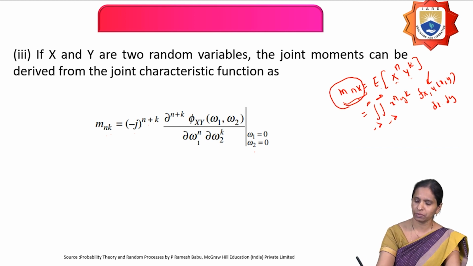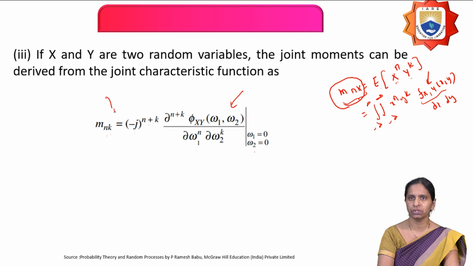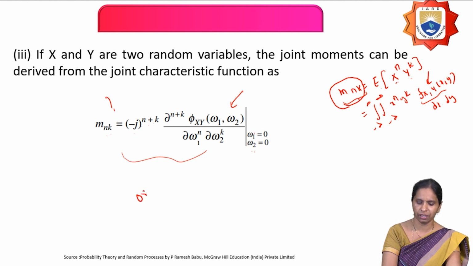Sometimes, instead of giving the joint density function, they give the joint characteristic function. Then how do you calculate the joint moments about the origin? By using this formula: M suffix n comma k is equal to minus j power n plus k into dou power n plus k pi xy of omega 1 comma omega 2 by dou omega 1 power n into dou omega 2 power k at omega 1 equals 0 and omega 2 equals 0. So after differentiating, only then substitute omega 1 and omega 2 equal to 0. And what is the order here? The order of the moments is n plus k.